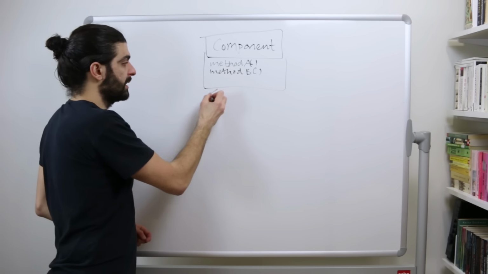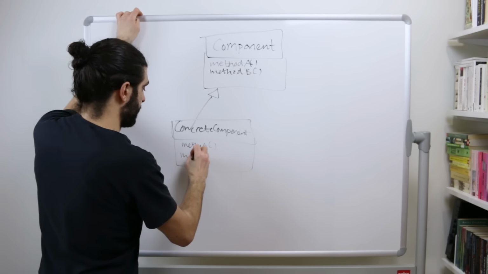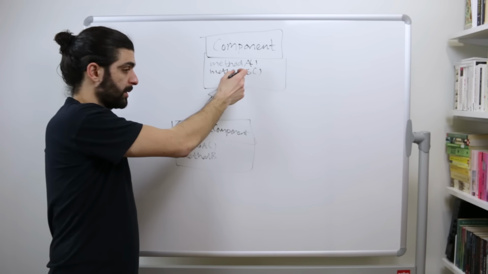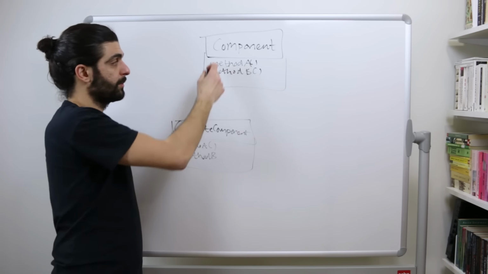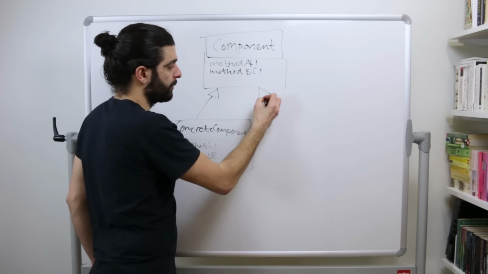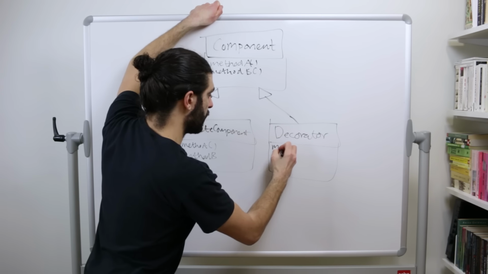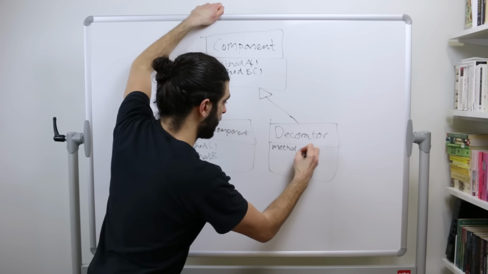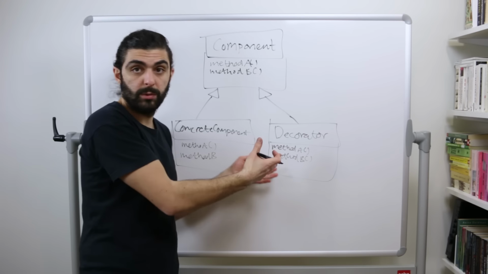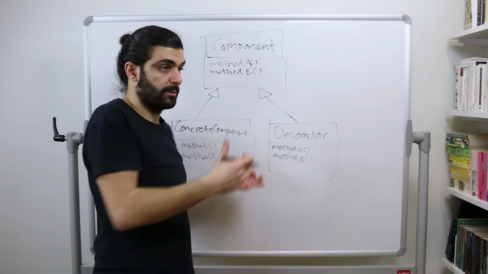Inheriting from the component is a concrete component, which has method A and method B. Inheriting because it is a component. In our previous case, we had an abstract class with a concrete class, but it could of course be an interface and a class. Then also inheriting from this component is a decorator. And the decorator, of course, also needs to specify method A and method B. But again, if it's an abstract class, perhaps it only overrides or defines some of the methods because some of them it may want to use from the component.